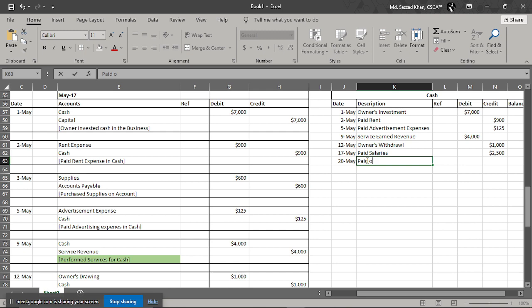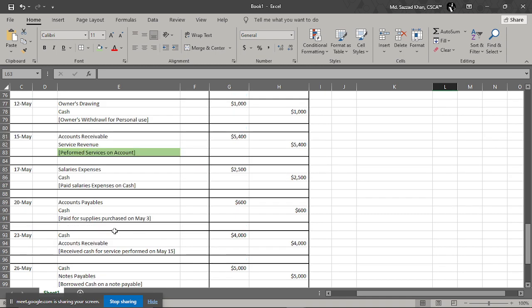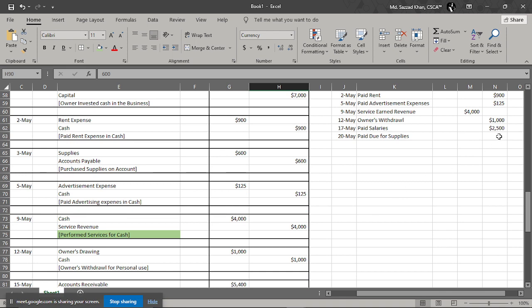Paid for due supplies. What happened to the cash? Cash was credited. Okay.